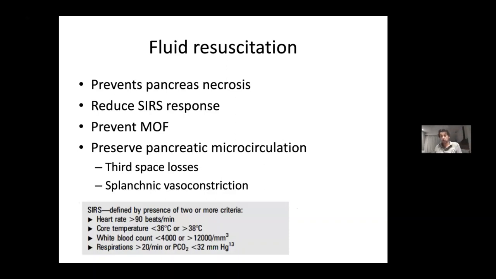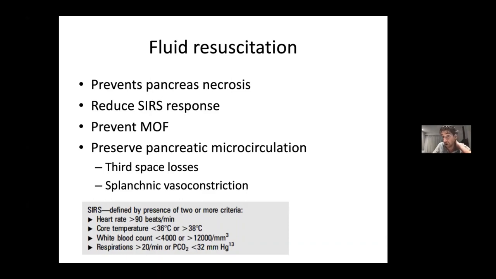Fluid resuscitation, what does it do? Well, it prevents pancreatic necrosis. One of the theories is that due to the third fluid space loss, there is vasoconstriction of the pancreas, and with the vasoconstriction, there's hypoperfusion of the pancreatic tissue, and that then causes necrosis of the pancreas. So if you keep people well perfused, you might prevent pancreatic necrosis. It reduces your initial inflammatory response, might prevent multi-organ failure down the line, and again, as I said, it preserves pancreatic microcirculation.